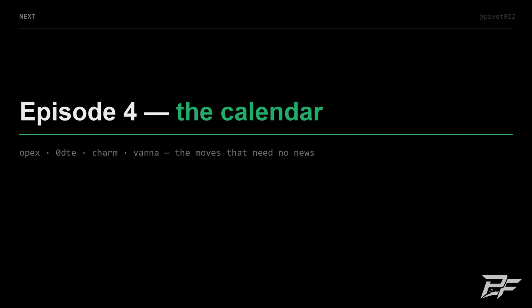Next episode, the calendar, OPEX, 0 DTE, and the 2 hidden flows, charm and vanna, that make markets drift and rip when nothing happened. That one explains half the moves that make no sense. See you there.